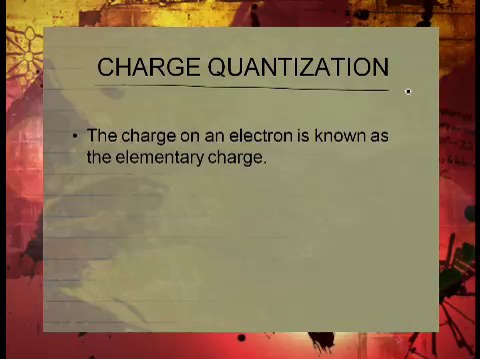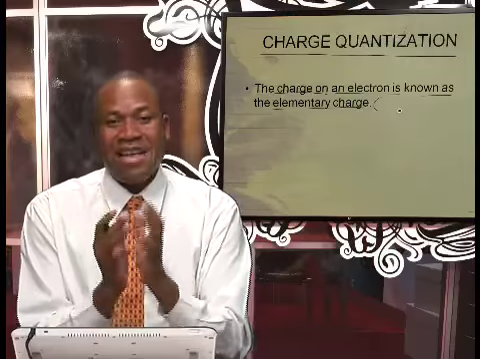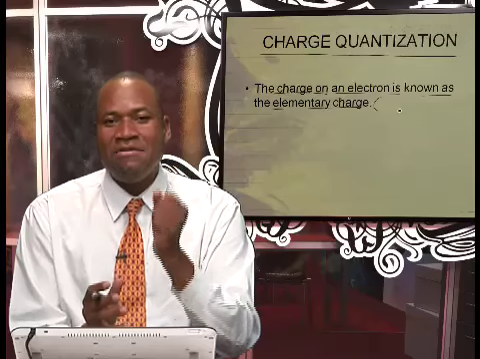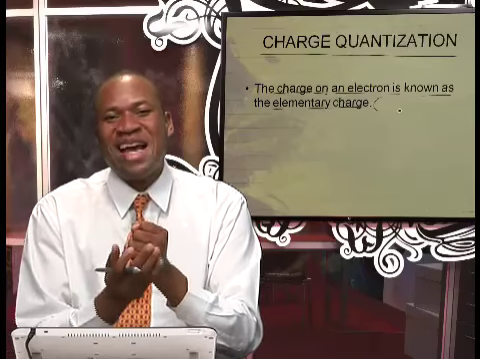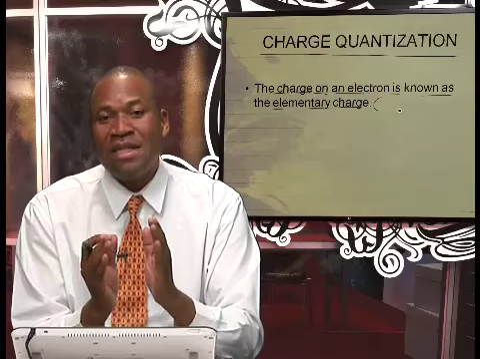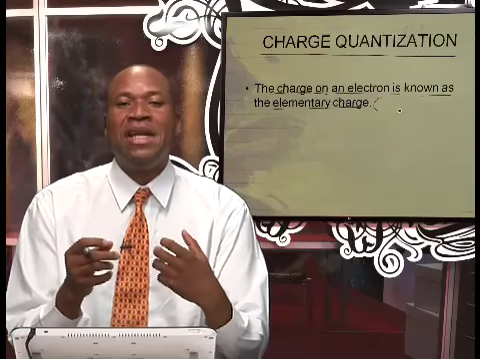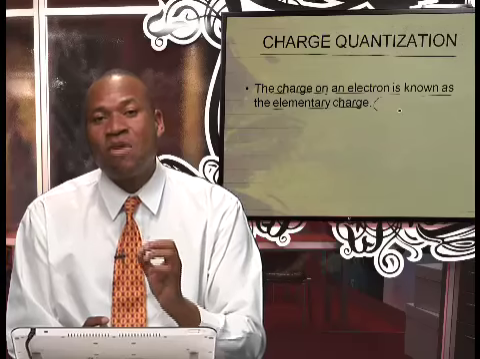Charge quantization. What do we mean by that? Now, we are saying here that the charge on an electron is known as an elementary charge. In other words, that charge on an electron has to remain like that. If we have one electron, that electron will carry that charge. So the charge is quantized. It has to be exactly what it is. It cannot be more, it cannot be less, as long as we're talking about that one electron.